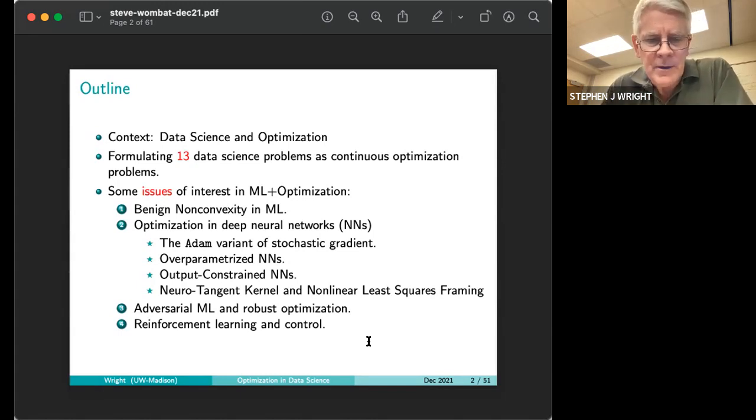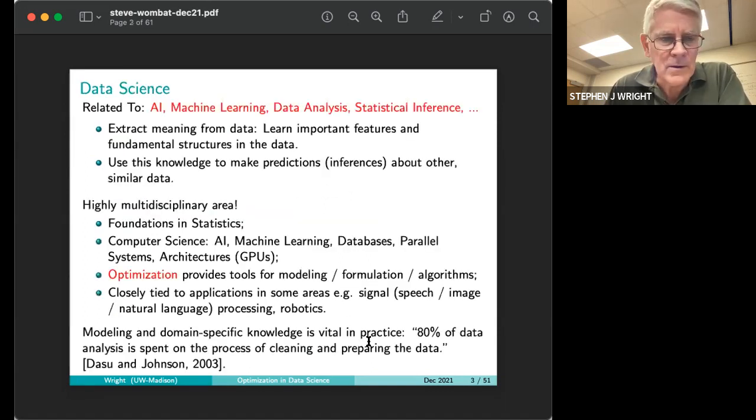I'll talk a little bit about benign non-convexity. That's this phenomenon that's been observed recently, that there are a lot of problems in machine learning that are non-convex, but are actually easy to solve. I'll talk about some of the optimization issues that arise in deep neural nets. And the fourth one of those, neural tangent kernel, nonlinear least squares, is the thing I was just adding some slides about. I'll say a little bit then about adversarial machine learning, which is a really good use case for robust optimization. And then I've just got a slide or two at the end about reinforcement learning, which of course is another really hot area these days and also ties into optimization.